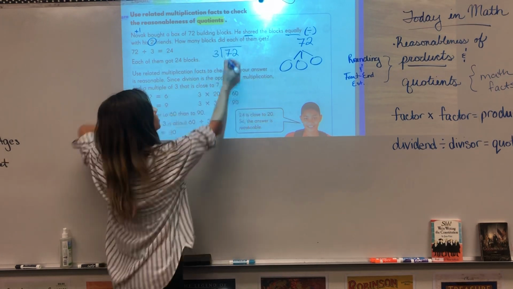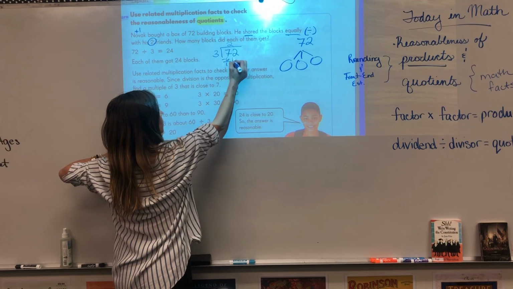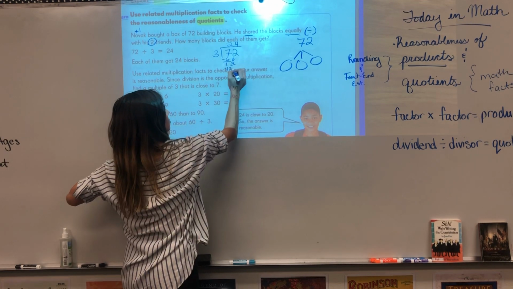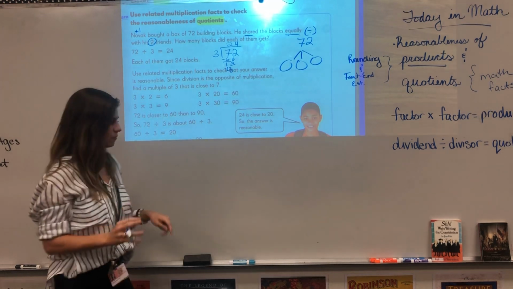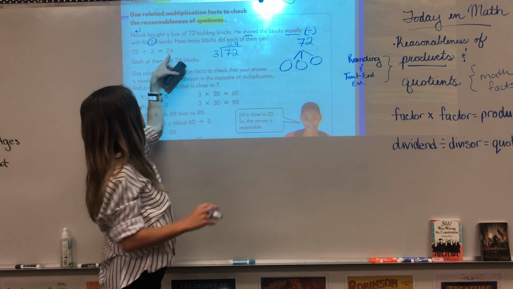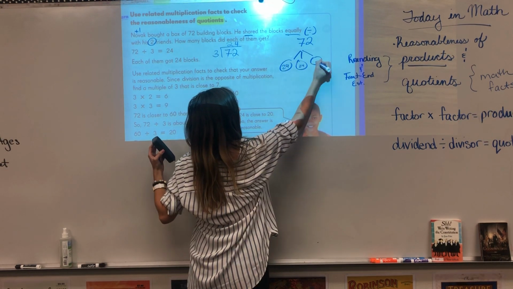3 goes into 7 2 times. 2 times 3 is 6. 7 minus 6 is 1. Bring down the 2. 3 goes into 12 4 times. So notice you have to know your math facts for 4th grade because we use them all the time. So 72 divided by 3 is 24. That means each of them gets 24 blocks.